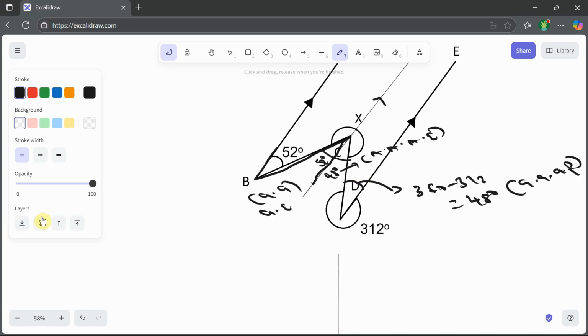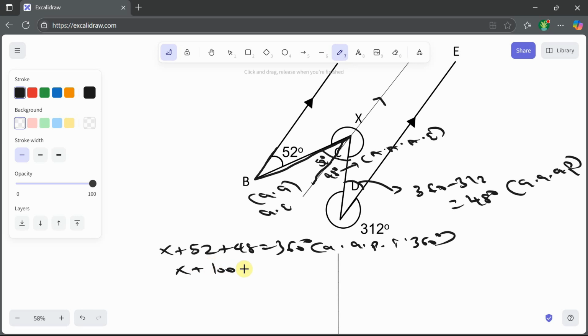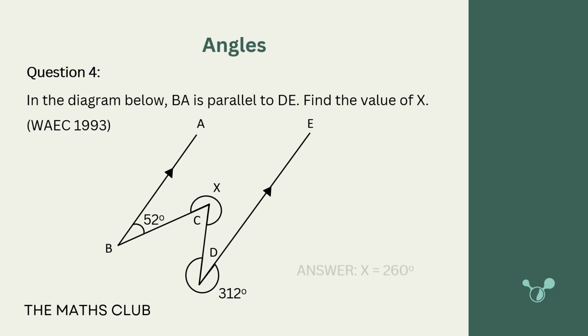So I know that x plus 52 plus 48 would give me 360 degrees, because angle at a point is 360 degrees, right? So x plus this, which gives 100, is equal to 360 degrees, and our x is equal to 360 minus 100, which will give you 260 degrees. So our x value is 260 degrees. Let's see if we're correct.